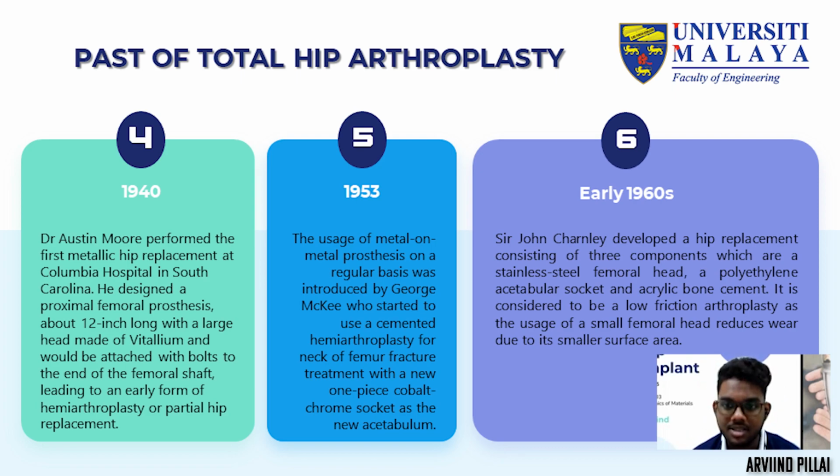In the early 1960s, a hip replacement consisting of three components, which are the stainless steel femoral head, the polyethylene acetabulum socket, as well as acrylic bone cement, was developed. It is considered to be low friction arthroplasty, as the usage of a small femoral head reduces wear due to its smaller surface area.